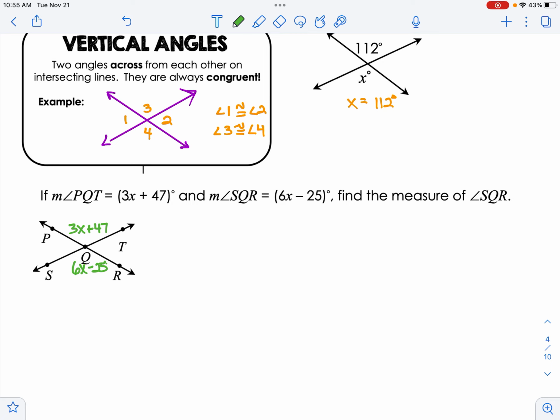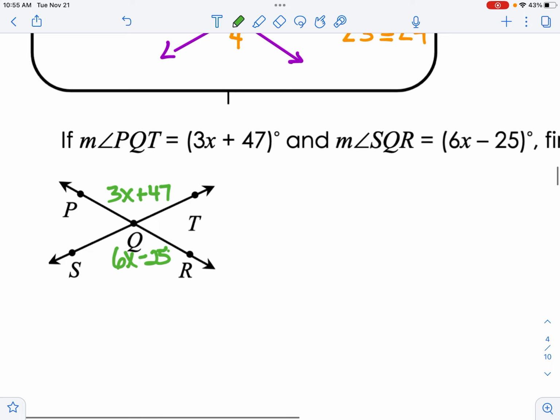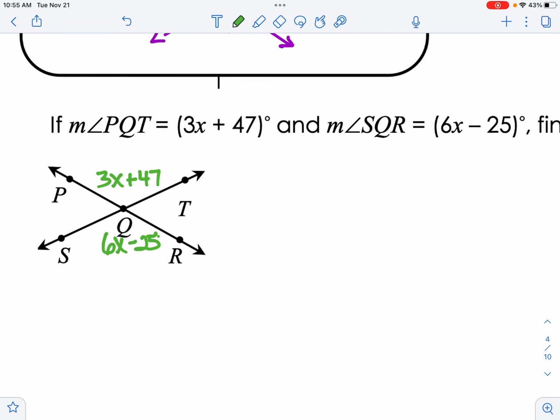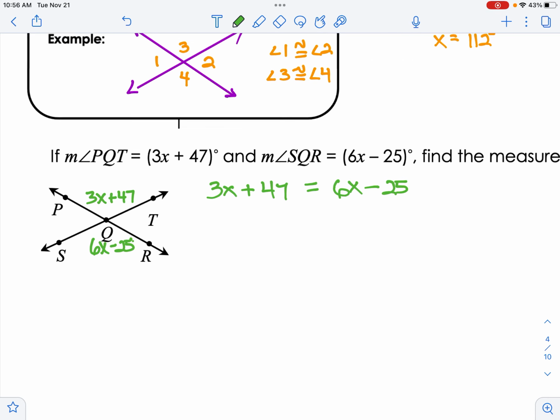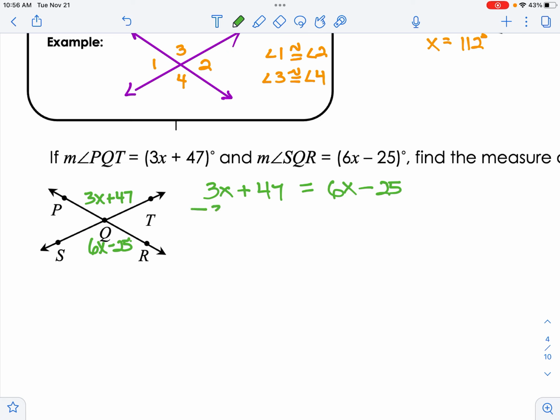In this case, we would need to solve for x. Now we do know that these 2 have to be equal to each other because they are vertical angles. So I want to set those equal to each other. I'm going to say 3x plus 47 is equal to 6x minus 25. Now let's solve this. I'm going to subtract 3x from both sides. I get 47 equals 3x minus 25. And then I want to add 25 to both sides.